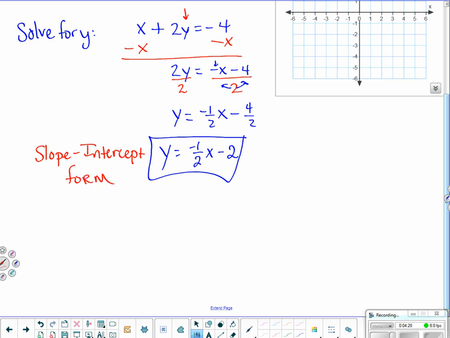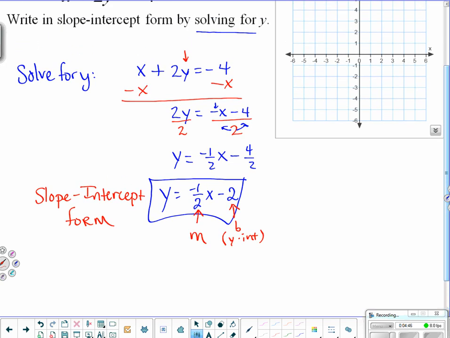And from that, we pick up two very key pieces of information. This, of course, is our slope, and this is my b, or my y-intercept. It's easy, isn't it, to graph off of this. I know my slope on this thing is a -1/2, and I know the y-intercept point is -2, so that's going to be a 0, -2 for my y-intercept.